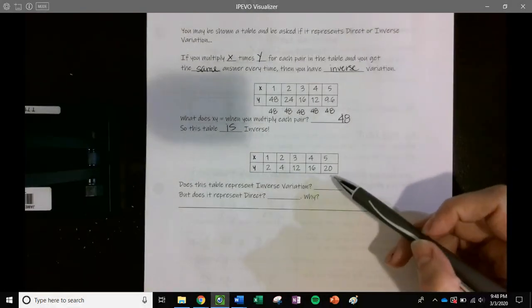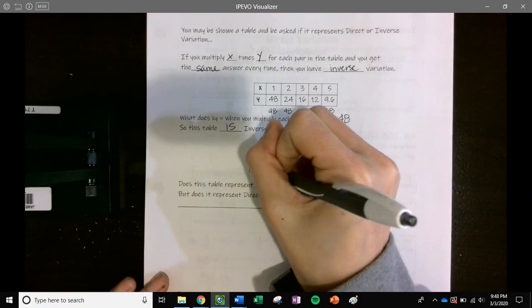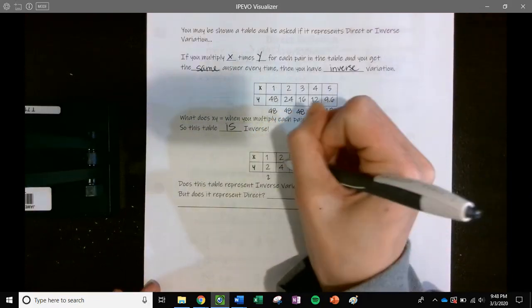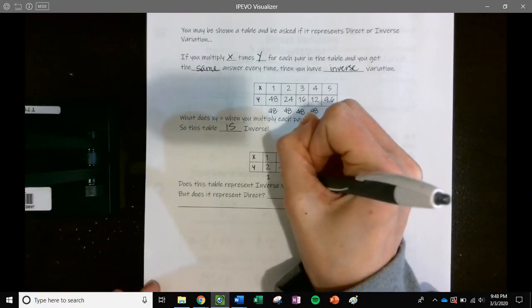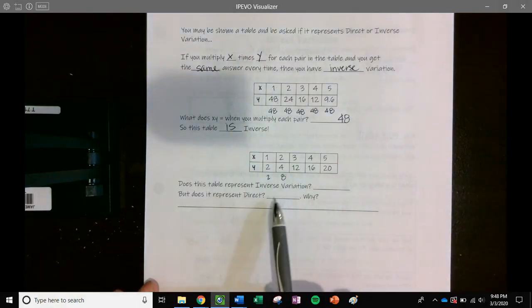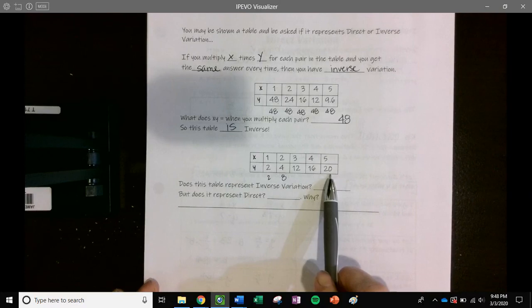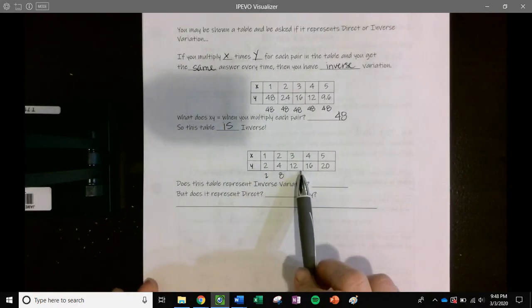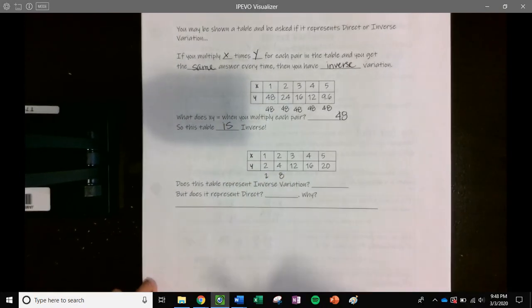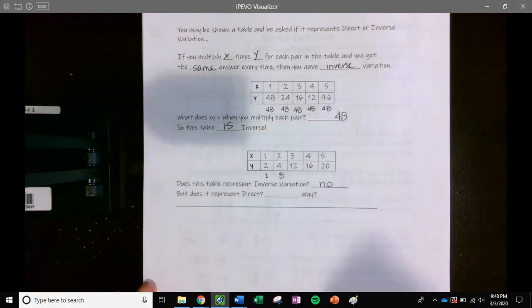What about this table? Let's see. 1 times 2 is 2. 2 times 4 is 8. Okay, so already I know that this is not inverse variation because look, my x's are getting bigger, but my y's are also getting bigger. And if I multiply each set, I do not get the same answer. So this is not inverse variation. But does it represent direct variation?